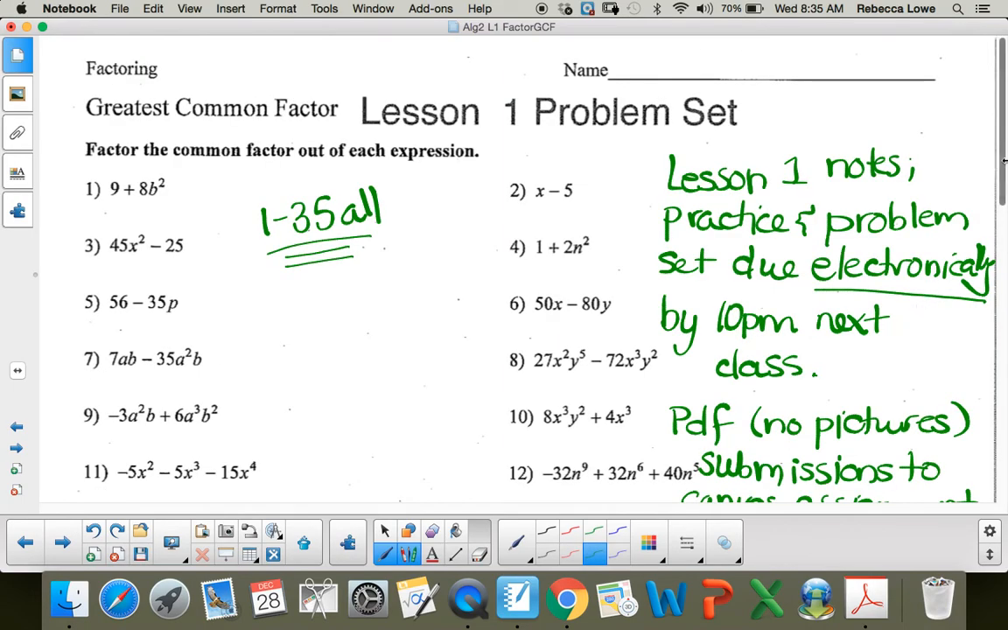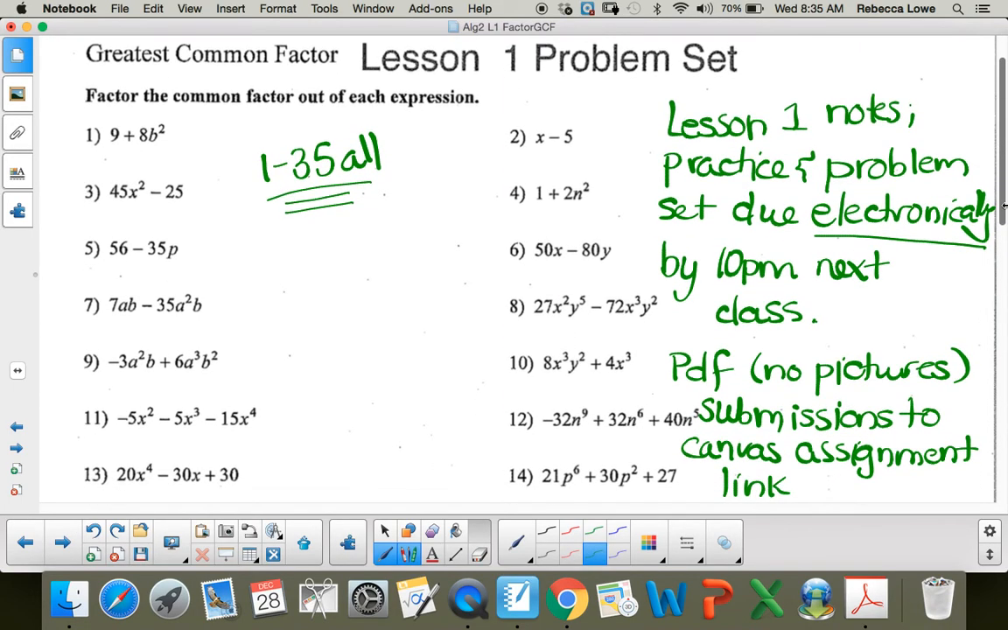Your next page is the problem set. The expectation is that you will have all of the lesson, the notes, the practice, and all of the problem set due electronically by 10 p.m. next class. So we'll work on questions you have in class. Everything and everyone must submit PDF. No pictures. Everybody must submit PDF.